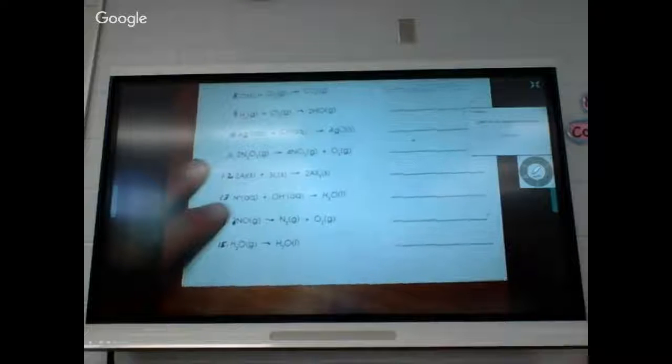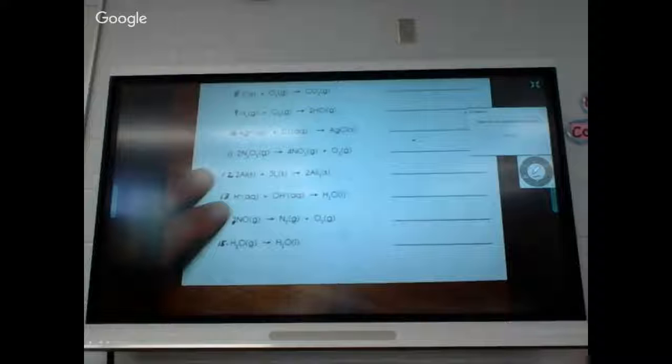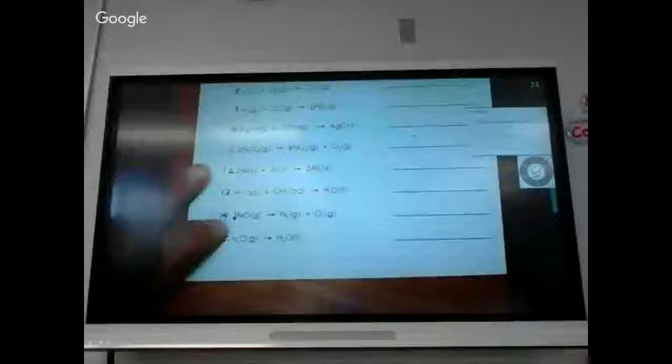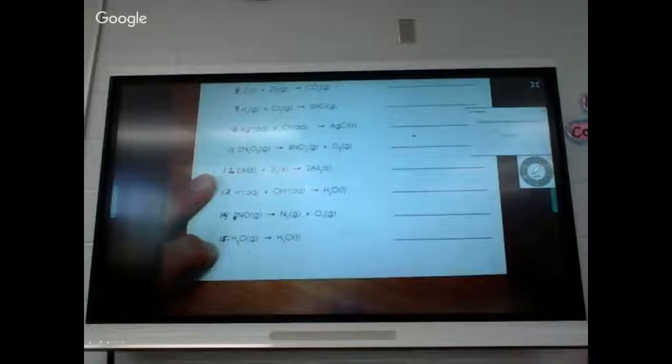Number 13. Would we be looking at the moles? No, we're looking at the states. Aqueous to liquid, which would be a decrease. And 14, we have all gases, so there's no effect because we're looking at the moles. And 15, we go from gas to liquid, so it will be a decrease.